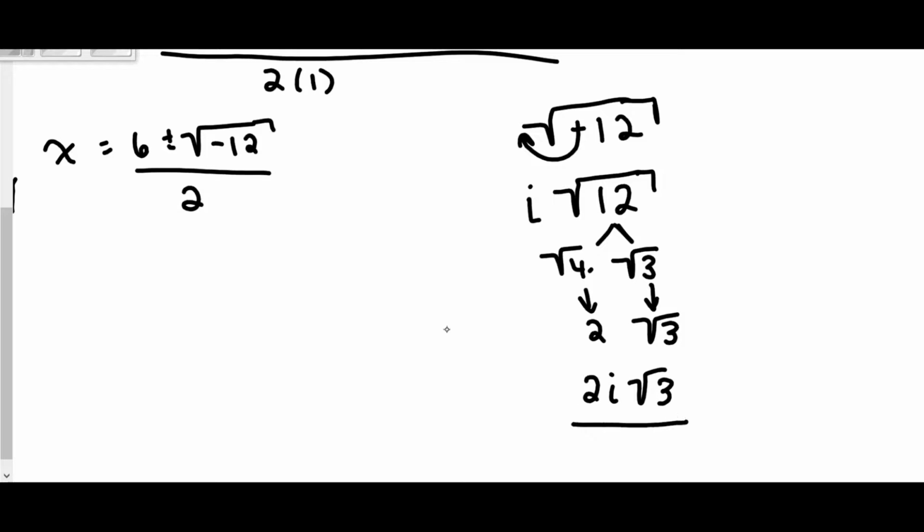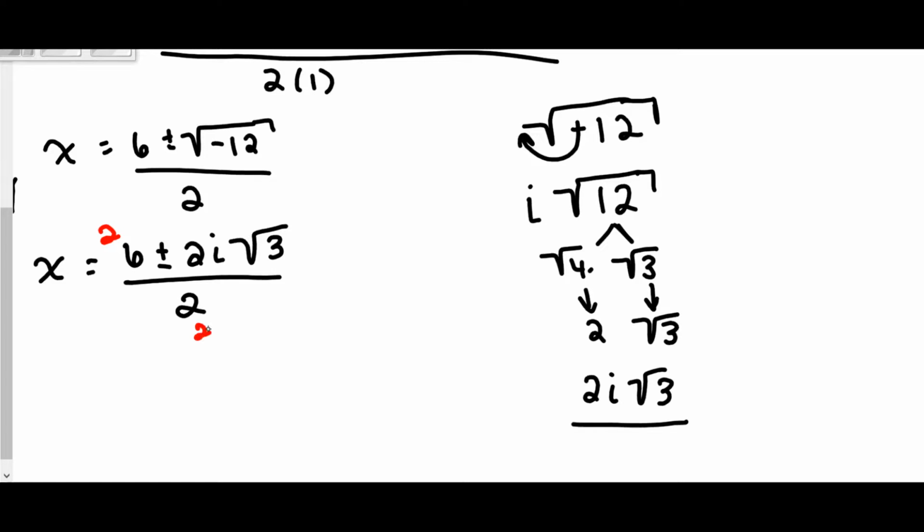So I'm just going to go ahead and write that back up here. So x equals 6 plus or minus 2i rad 3 over 2. The question asks for our roots in simplest radical form, and this isn't simplest radical form. The reason is because 6 and 2 share a factor of 2. So I'm just going to write a 2 above 6 and a 2 on 2. 2 and 2 also share a factor of 2.